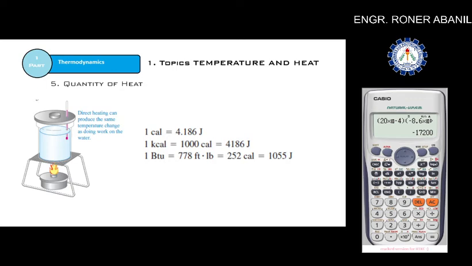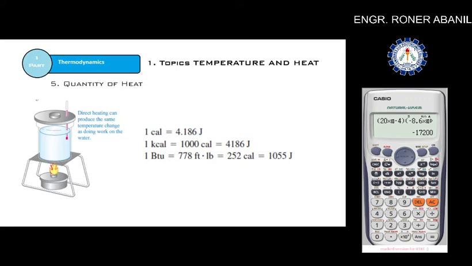Okay? So, yung 1 kilocalorie is equal to 4,186 joules. Okay? So, madali lang i-convert yung cal to joules, no? Is equal to 4.186 lang yung 1 calorie.